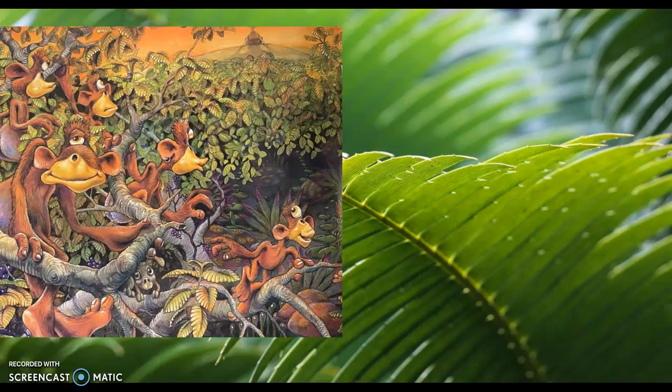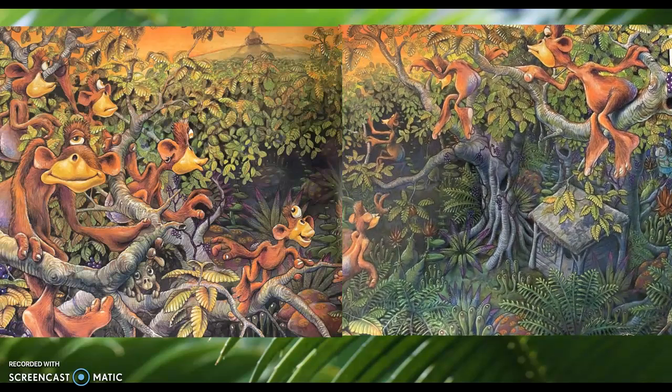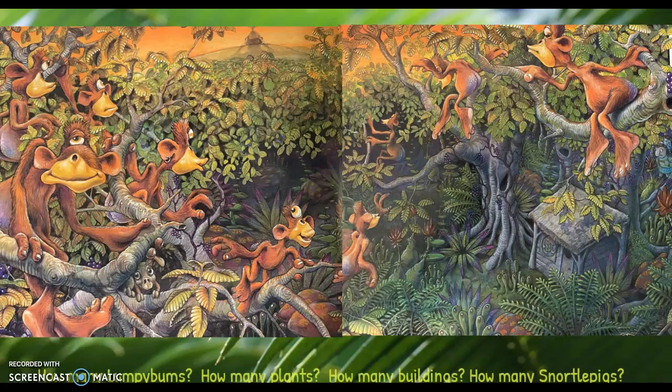Uno decided to climb above the treetops, and the forest seemed to go on forever. Swinging through the branches were 9 leaping lumpy bums and the completely ordinary Snortlepig. Can you see that Snortlepig? How many lumpy bums do you see? What about the number of plants? How about the buildings in Uno's garden? Do you see anything changing?